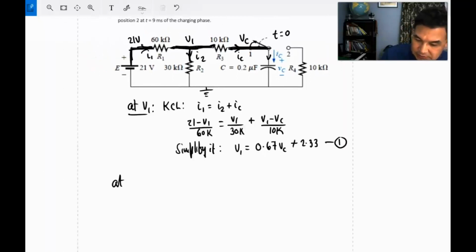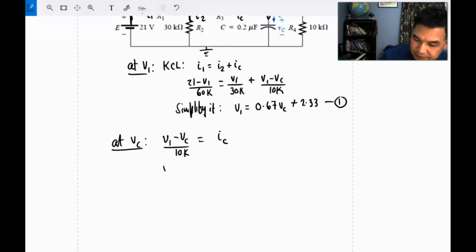At VC, which is this node, you can say (V1 minus VC) divided by 10K must be equal to the same current IC, right? This current is equal to IC. But (V1 minus VC) divided by 10K is IC, the capacitor current.